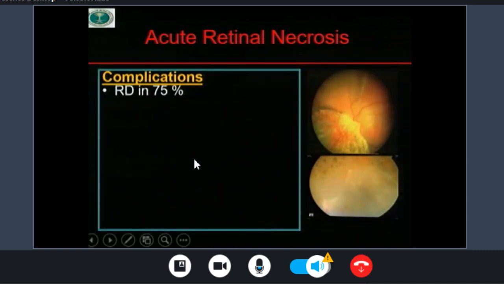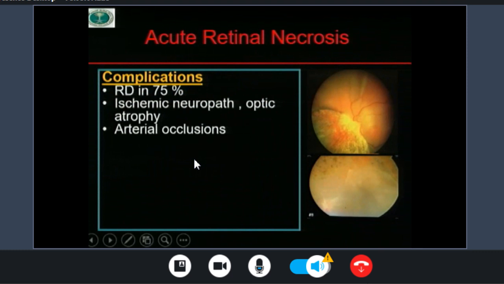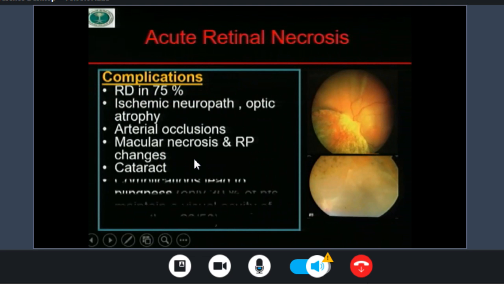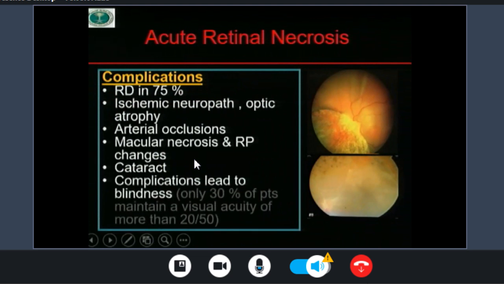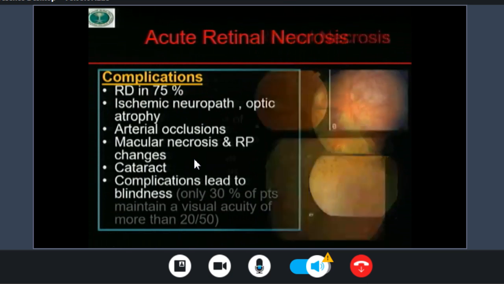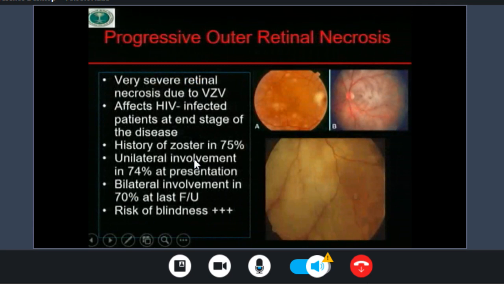Complications: retinal detachment in 75% of the patients, ischemic neuropathy, optic atrophy, arterial occlusions, macular necrosis, retinal pigmentary changes, and cataract. The complications lead to blindness, and only 30% of patients maintain a visual acuity of 20/50. So most of this could be prevented in cases of early diagnosis, so you have to prepare yourself to detect these cases at an early stage. And with the medical treatment and laser surgical treatment, it might be possible to maintain the patient's vision in a good status.